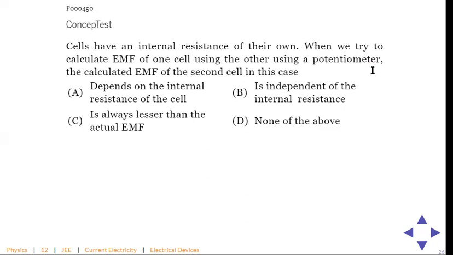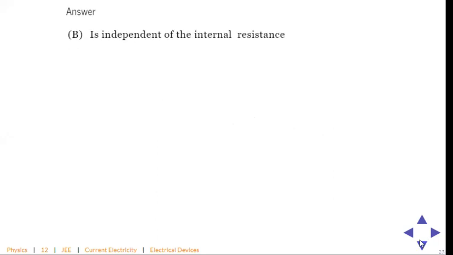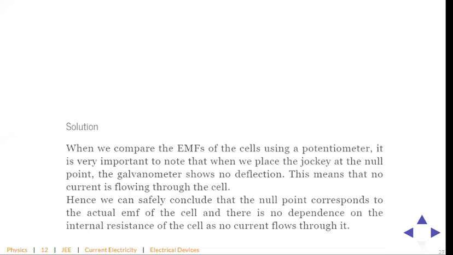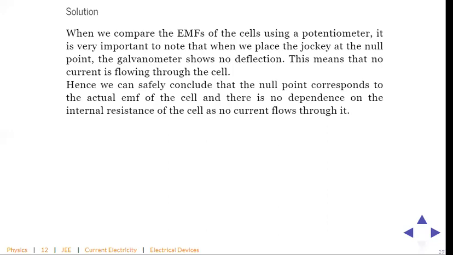Okay. So let us see the answer, guys. The answer is B, right? Independent, right? Because if you remember, when you talk about null point, current will not flow. So the potential that we were taking was just E. When we compare this potential, it is E1 is equal to I rho or lambda 1. I hope all of you remember this.